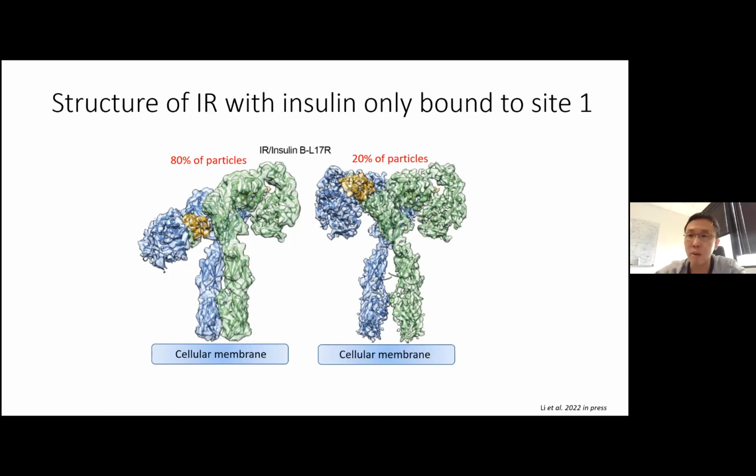This suggests that although insulin binding to SET1 can trigger the conformational change from the apo state to the symmetric T shape, it has a much weaker capability compared with wild type insulin. In wild type insulin, all the particles go into the symmetric conformation. But if the insulin can only bind to SET1, only 20% of particles go into the symmetric state, and the majority is trapped in what we call the asymmetric conformation.